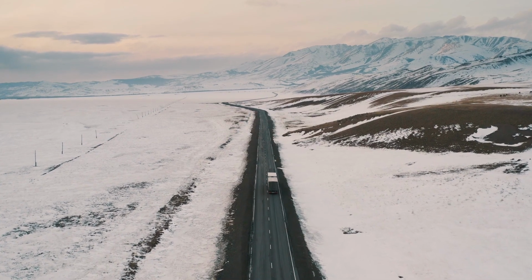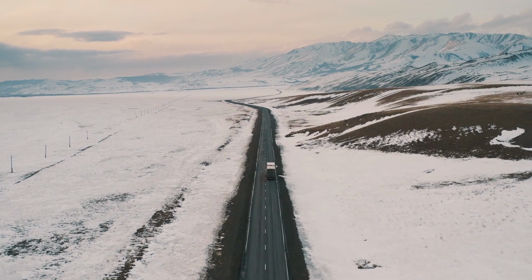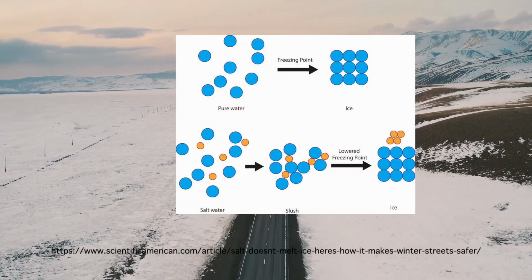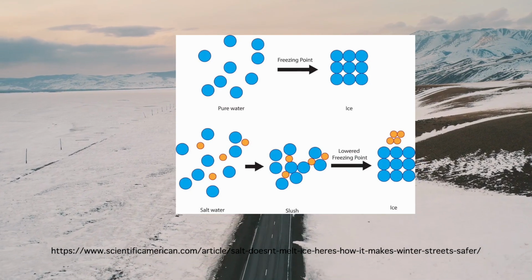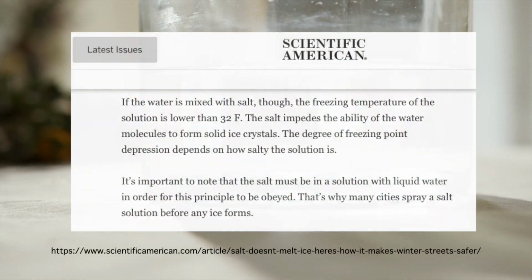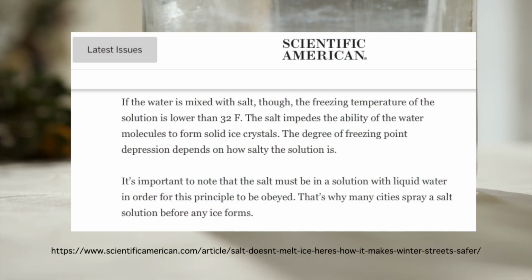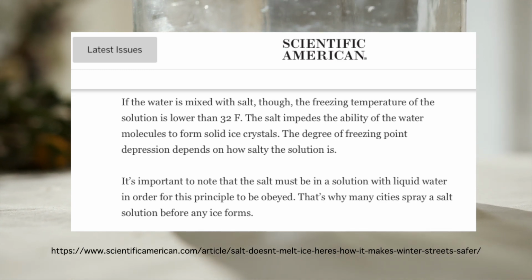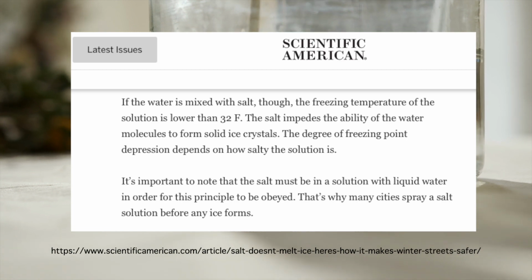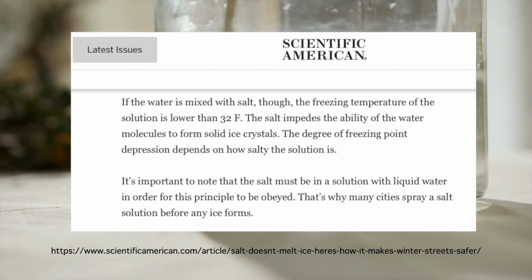Now, contrary to popular belief, salt doesn't melt ice directly. Instead, salt prevents the water molecules from forming solid ice crystals, which lowers the freezing point of ice. And according to Scientific American, it's also important that the salt must be in a solution with liquid water in order for this principle to be obeyed. That's why many cities spray a salt solution before any ice forms. However, this phenomenon seems to be referring to the effect of adding salt to prevent ice in cities.